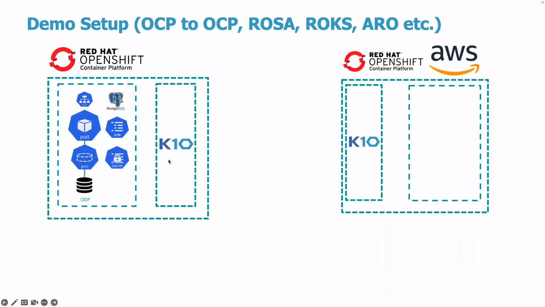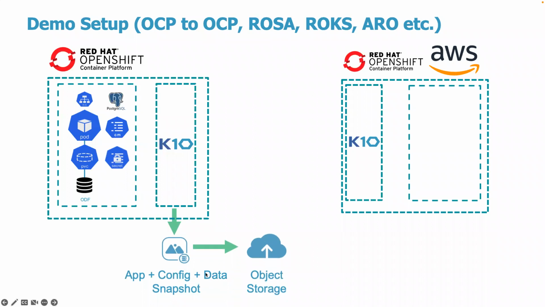At the moment it is installed, it will talk to the Kubernetes API server to discover all of these Kubernetes resources. And then we will take a snapshot, including your application configuration and also data. We also allow you to send another copy to external object storage, which can be any public cloud or on-premises S3 or NFS storage. Now the beauty here is when I want to move from on-premises to could be ROSA from AWS, or ROKS from IBM Cloud, or ARO cluster from Azure Cloud.